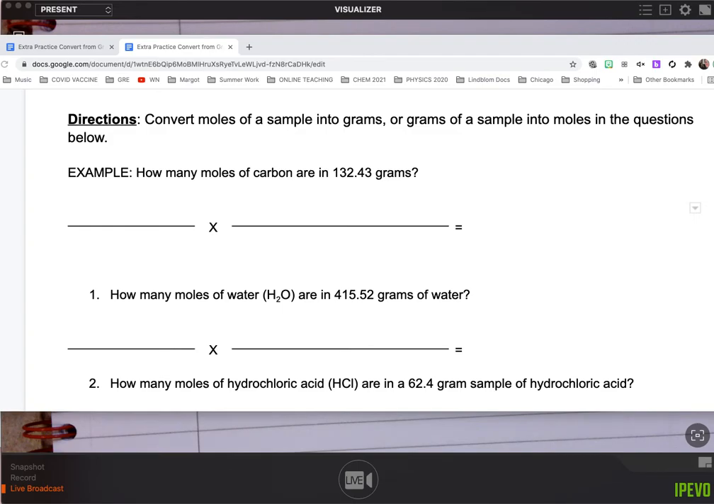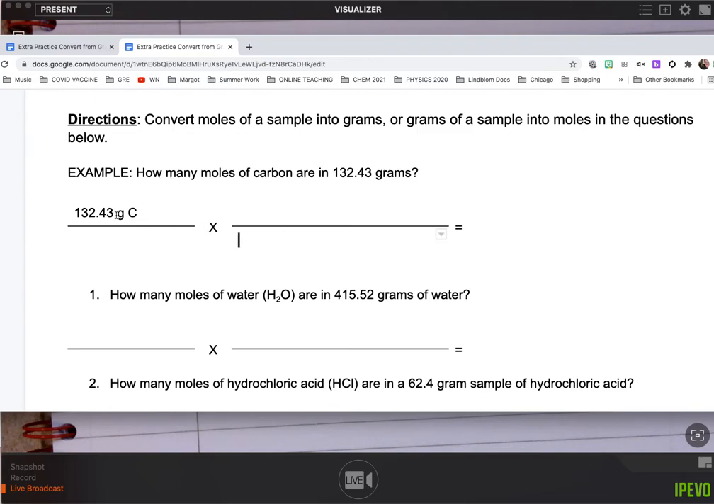How many moles of carbon are in 132 grams? The first thing we always want to do is write out what we are given. So here we are given 132.43 grams of carbon. It's very, very important that you put your units, okay?